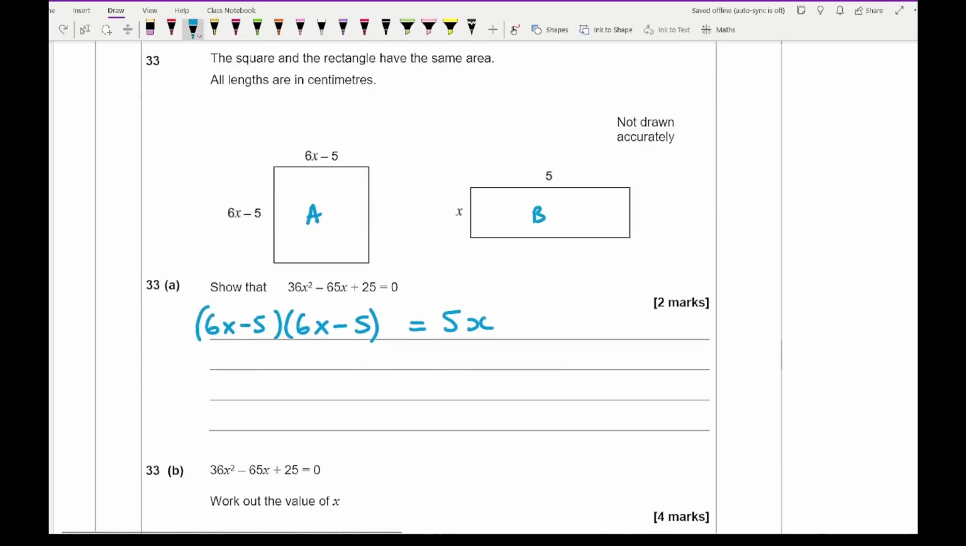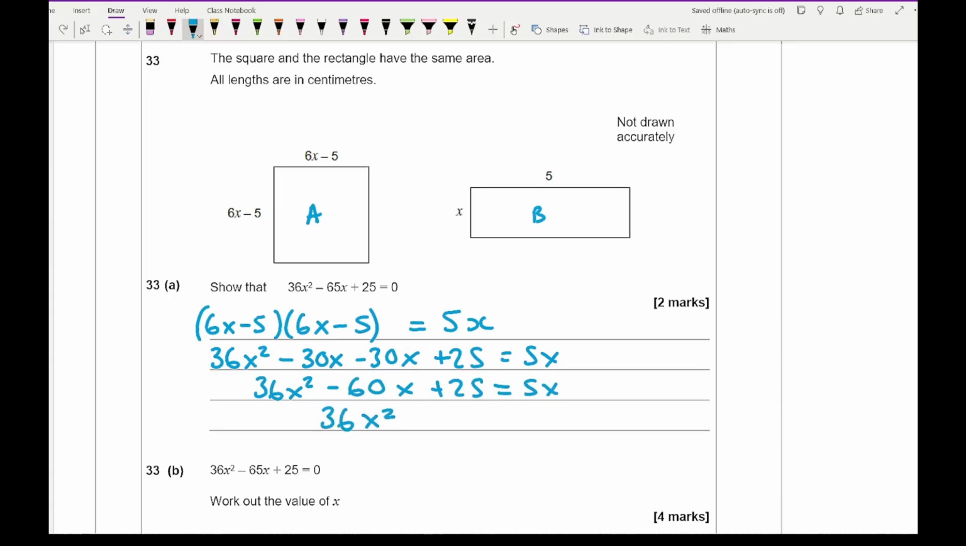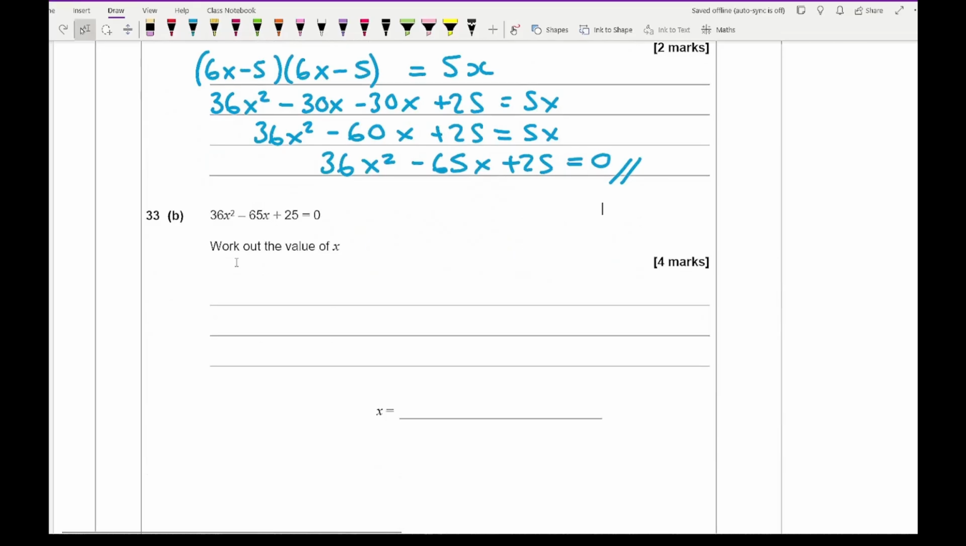So then all that's left for us to do is expand the brackets and make it equal to 0. So here I end up with 36x squared minus 30x minus 30x plus 25 equals 5x. So that becomes 36x squared minus 60x plus 25 equals 5x. Take the 5x over, so it becomes 36x squared minus 65x plus 25 equals 0, which is exactly what they wanted us to show.